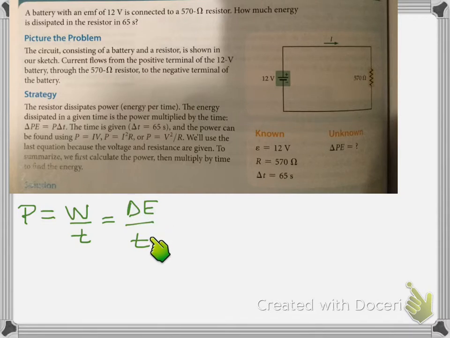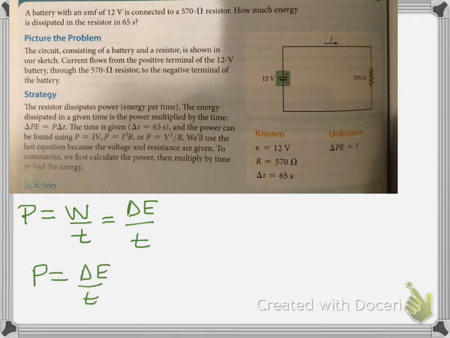And so I'm trying to figure out the amount of energy. It asks me how much energy is dissipated in the resistor in 65 seconds. So I know time. I know time is 65 seconds. If I could just find power, because I know right now that power is equal to change in energy over time.